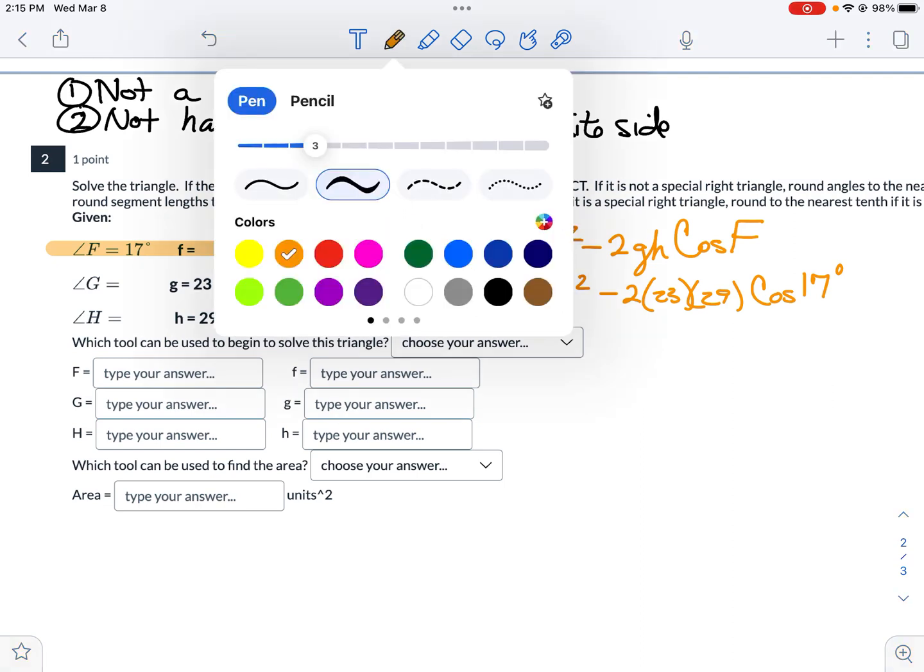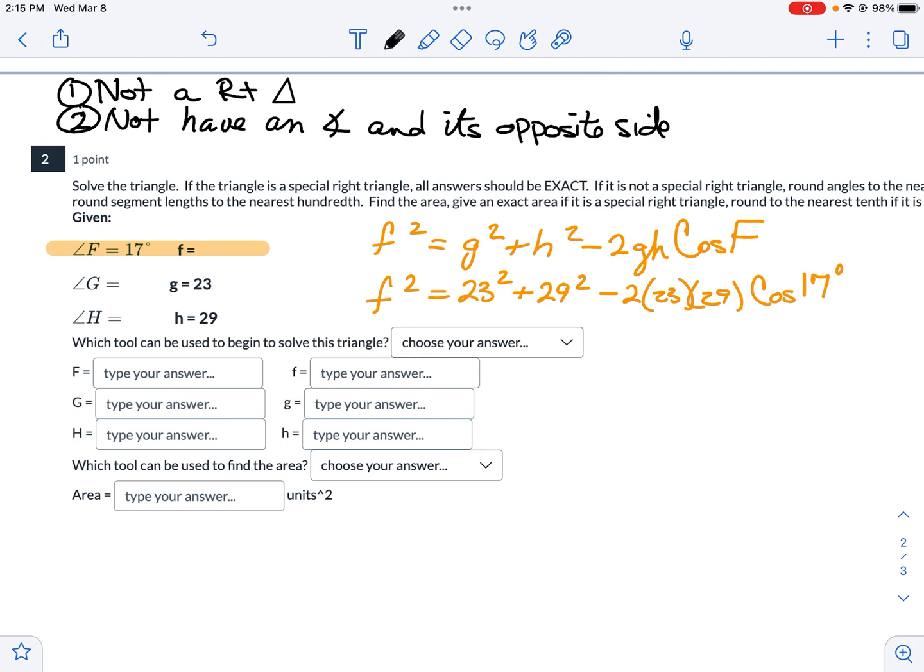So in order to isolate F, in order to get F alone, I'm going to undo F squared by taking the square root. So I have a 23, a 29, and a 17.